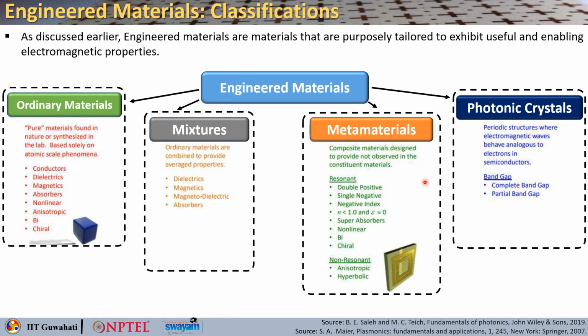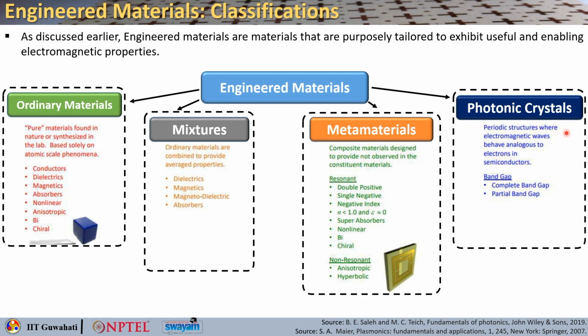Okay. So, you can think of a resonant type of metamaterial or a non-resonant type of metamaterial. Resonant type can give you double positive, single negative, it can be negative mu or negative epsilon material, it can have both negative, so you will get negative index material. You can have epsilon near 0 material, super absorber, nonlinear, bi-anisotropic and chiral kind of material. For non-resonant type, you can have anisotropic and hyperbolic kind of materials. So, this is the classification of metamaterials.